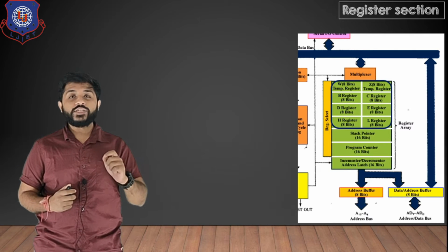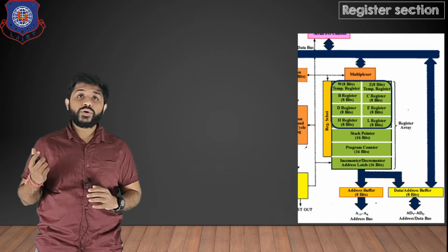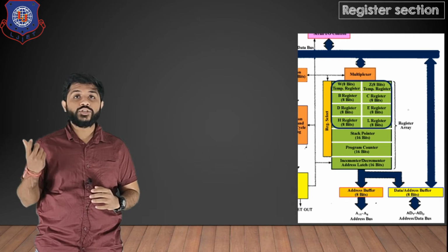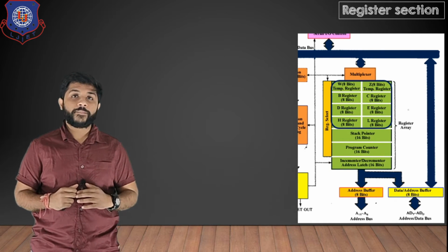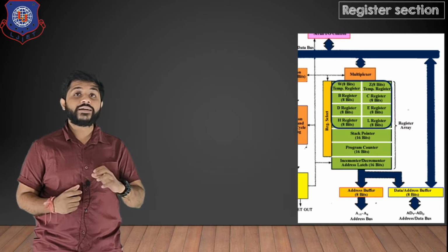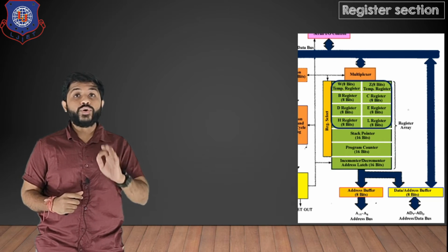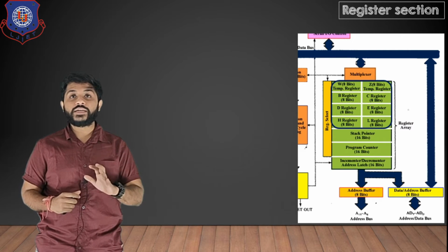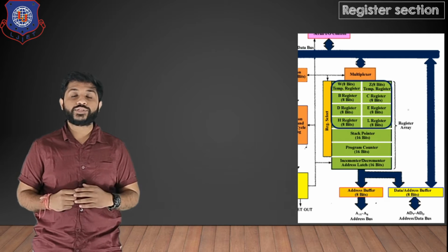Now each register has a size of 8 bits. So if you want to store 8 bits of data, you can use the registers B, C, D, E, H, and L. You cannot use the registers W and Z because those are temporary registers, and those registers can only be used by the microprocessor itself. So the user cannot access those registers.